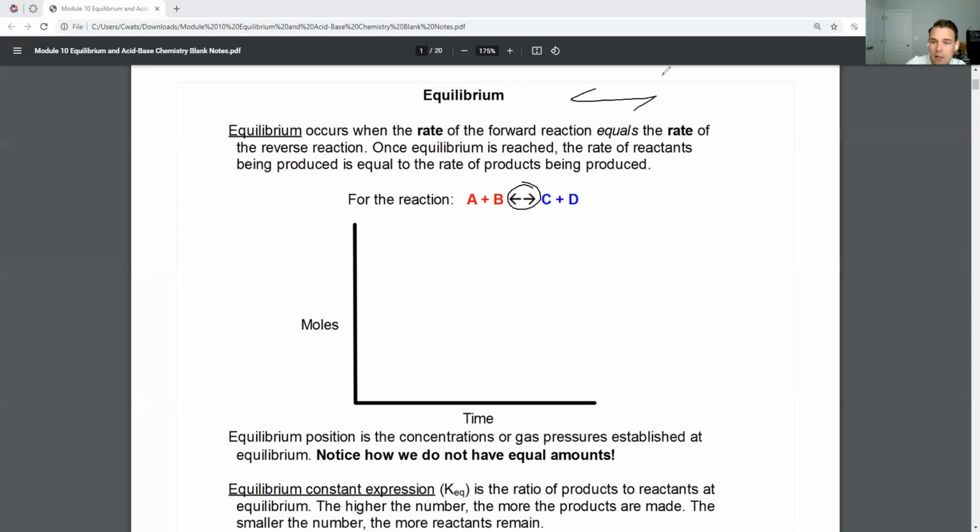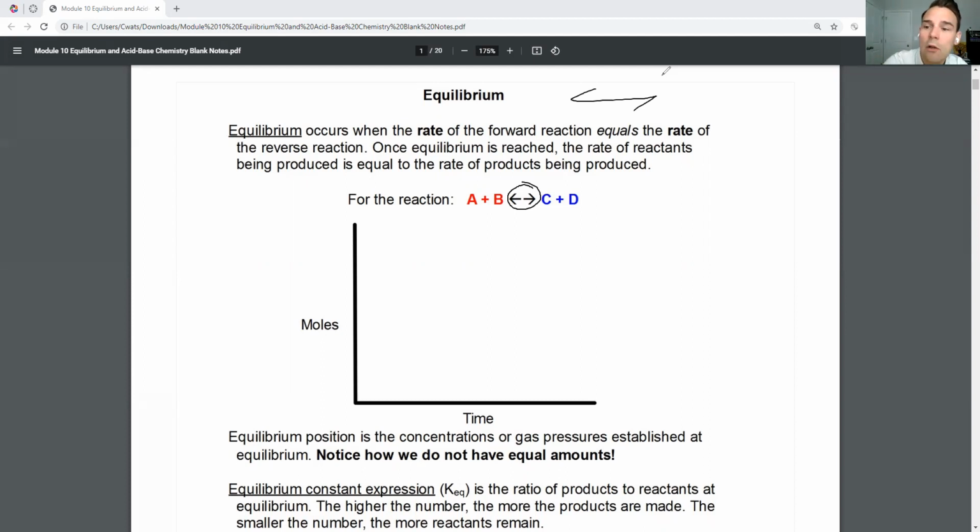A lot of the times I just write it like this, it just saves me time. So we've got a double-sided arrow, and what it means is the rate of the forward reaction equals the rate of the reverse reaction. So when a system is at equilibrium, products are being made at the same rate as reactants are being made. So there's a forward and a reverse going on at the same time, but it appears as if all of the reactants and products are constant.